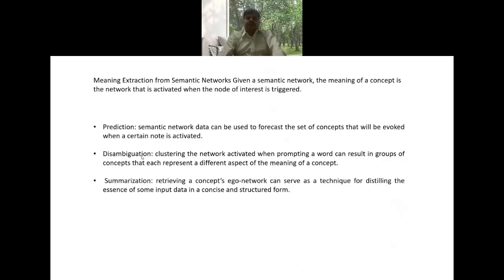Disambiguation is nothing but whenever we are making some clustering, then the ambiguity will generally be eliminated. And from the semantic networks, there may be a possibility of summarization. So, an ego network can serve as a technique that captures the essence of some input data in concise and structural form. So, in this way, the meaning can be extracted from semantic networks.